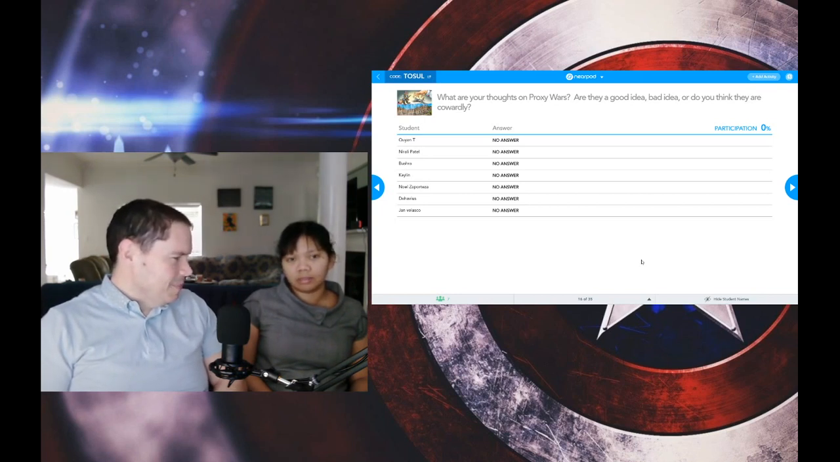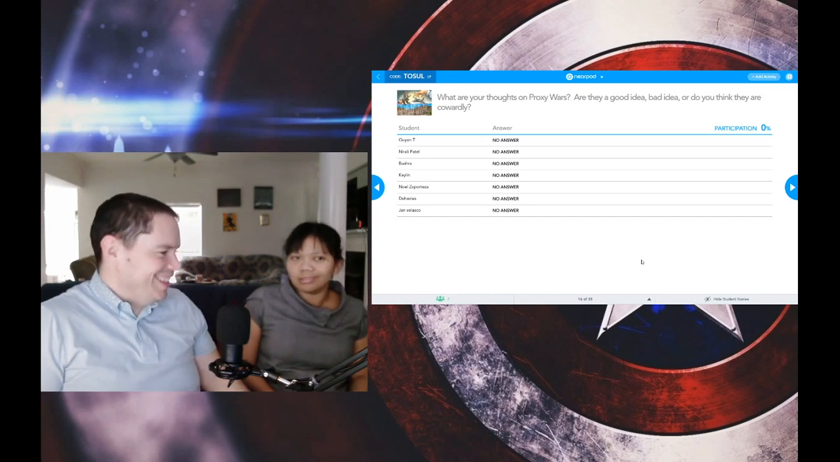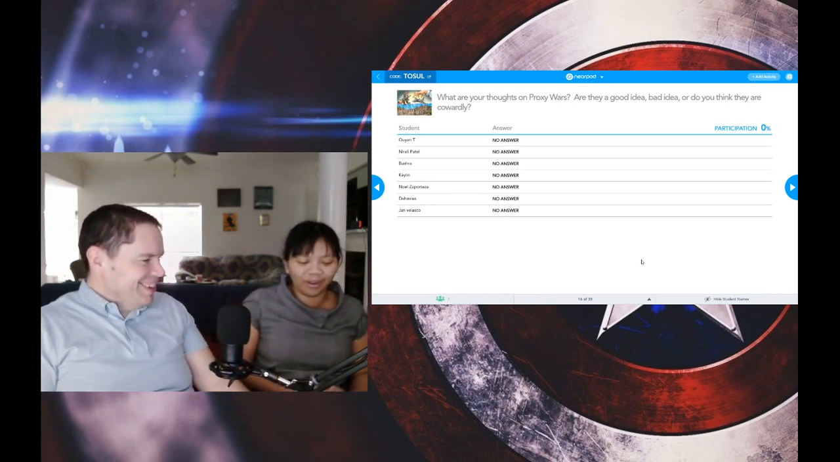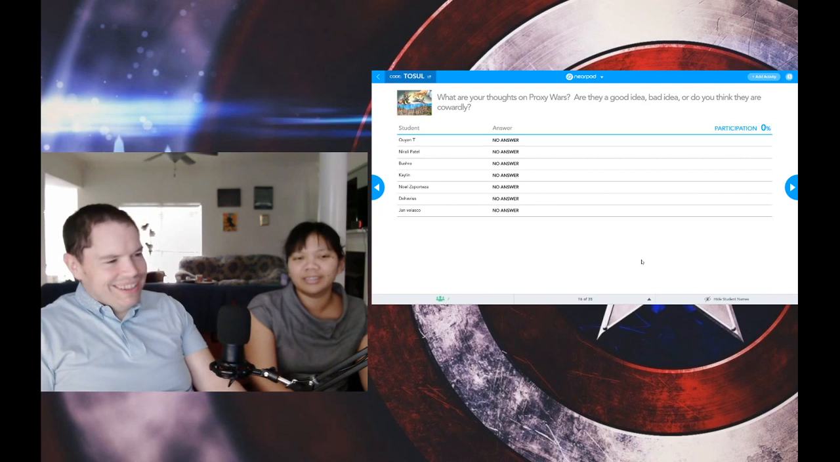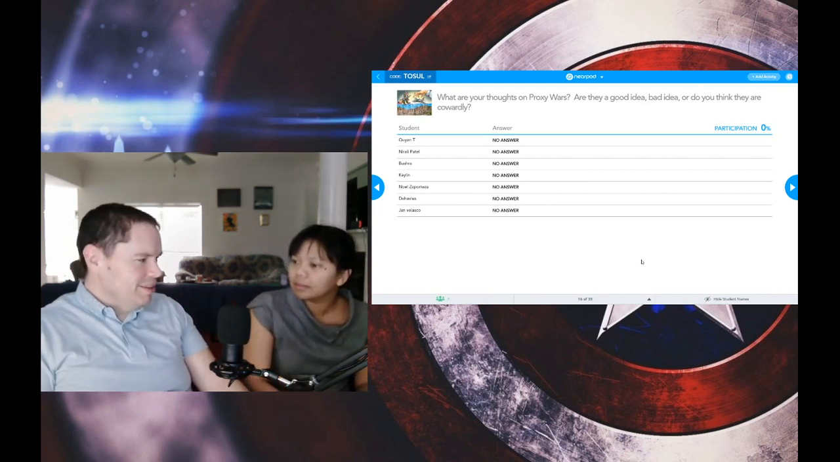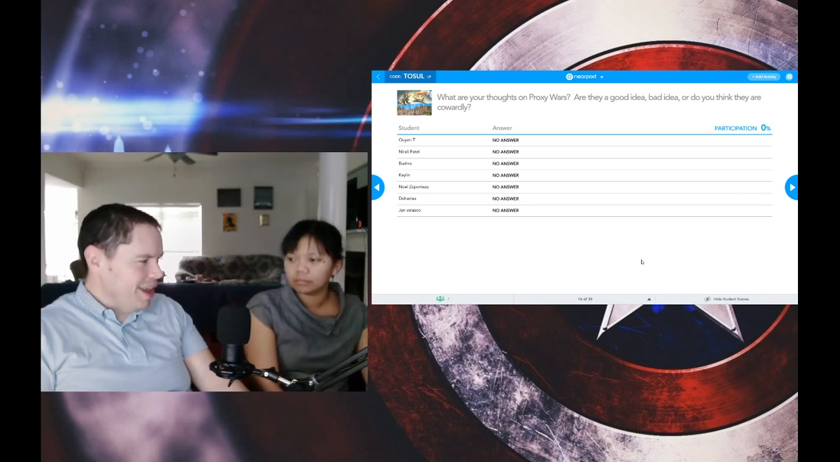I see it as cowardly and a good idea. Yeah, it is a little cowardly and a little good idea. That's right. Well, the big thing too is we're not going to fight Russia because they have nukes, and they won't fight us because we have nukes.